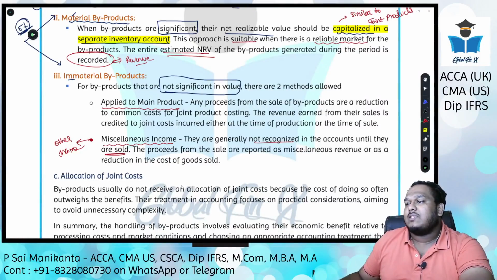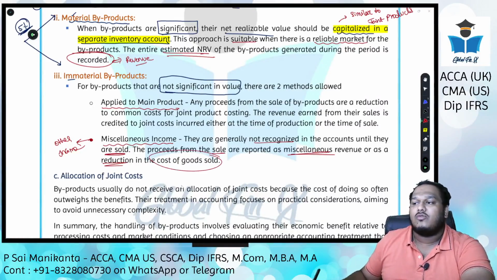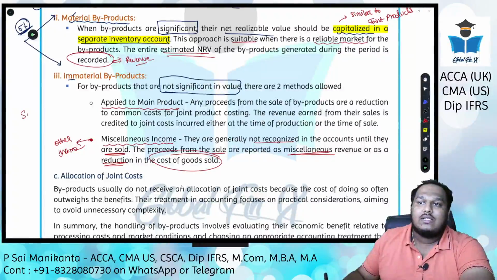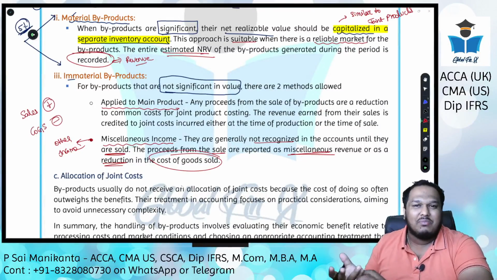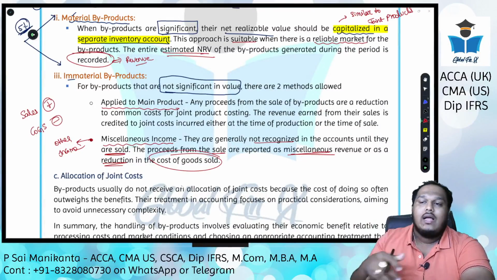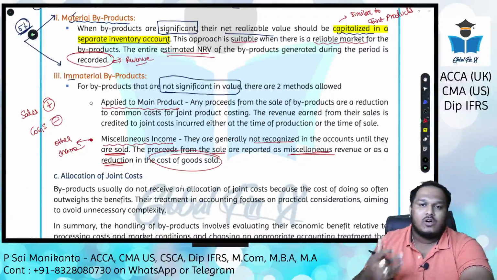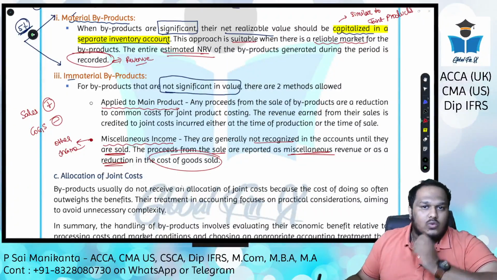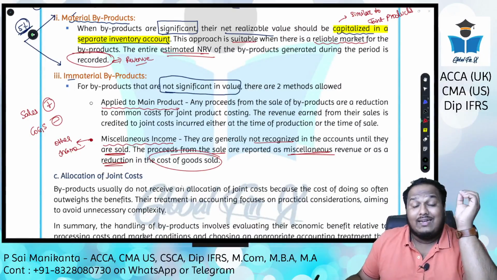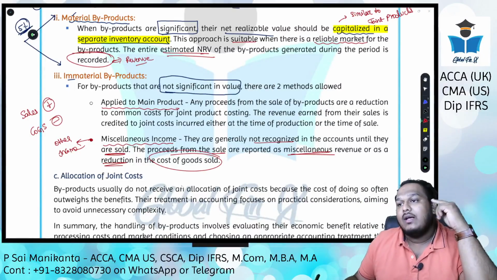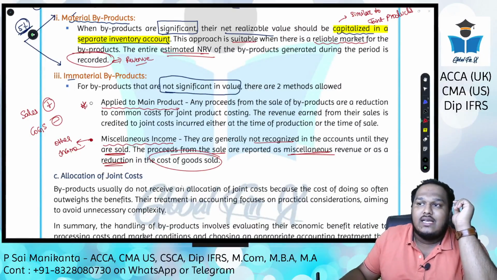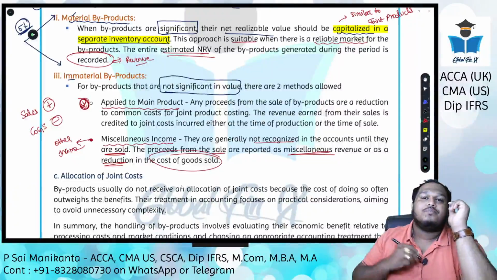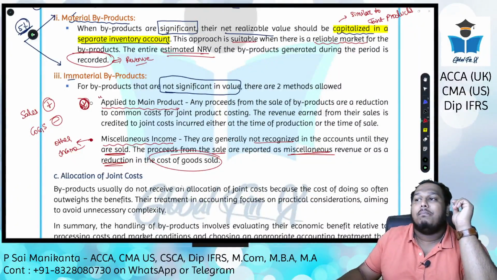The proceeds from the sales are reported as miscellaneous revenue or as a reduction in the cost of goods sold. So either add it to the sales or subtract it from the cost of goods sold. Both will give you the same result. Whether added to the revenue or subtracted from the cost, the net result will be the same. That is one option, treating that as miscellaneous income. The second option, this is the most important option, is applying it to the main product.